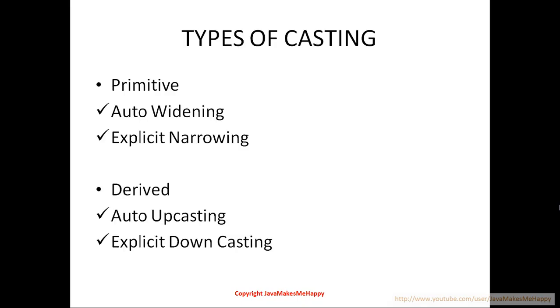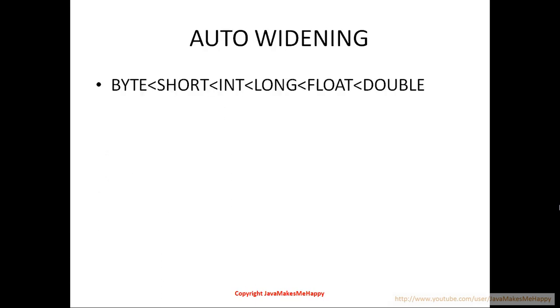Now, casting is basically of two types: primitive and derived. Primitive is also subdivided into two types, that is auto widening and explicit narrowing. And derived is of two types, that is auto upcasting and explicit downcasting. And the basic thing about auto widening type of casting is like this.